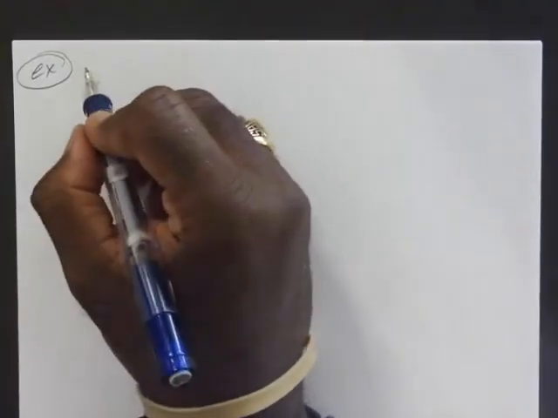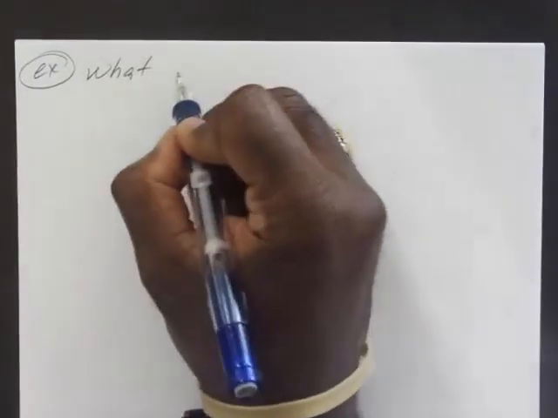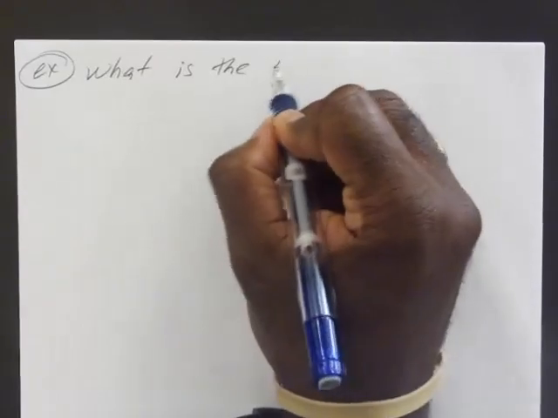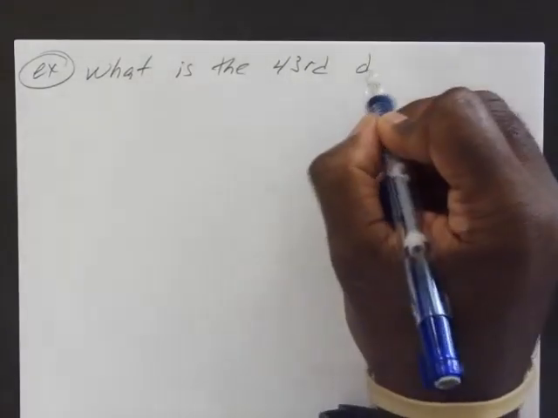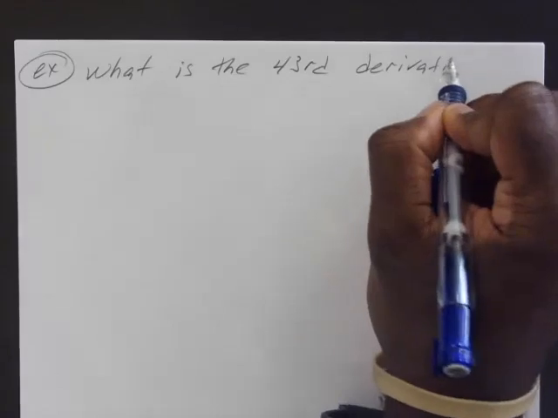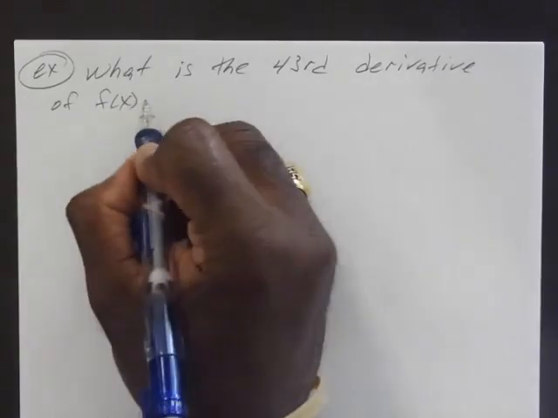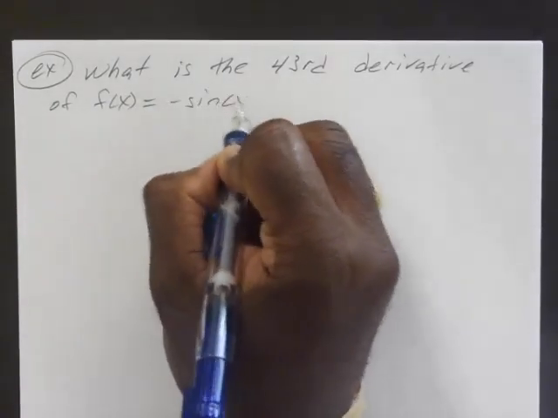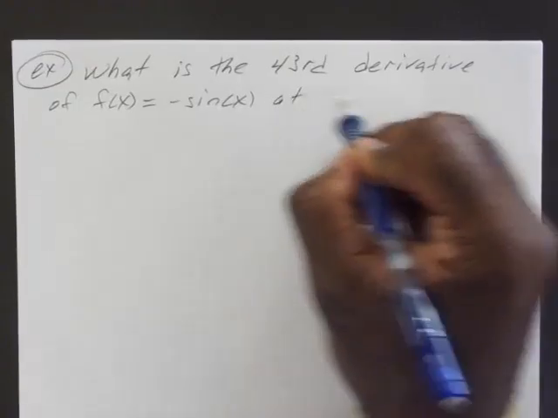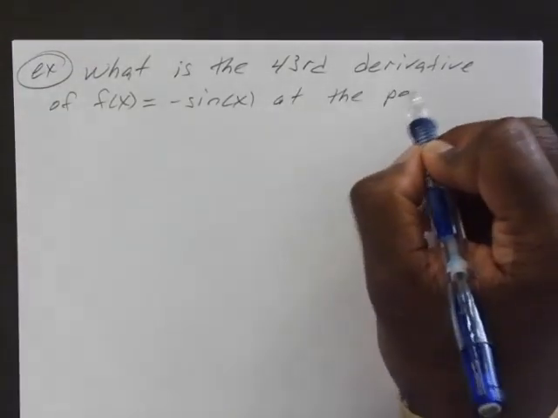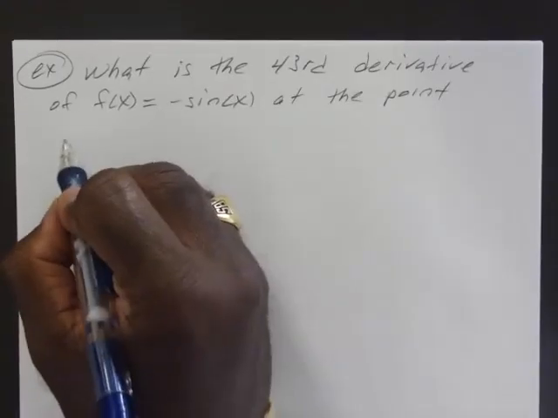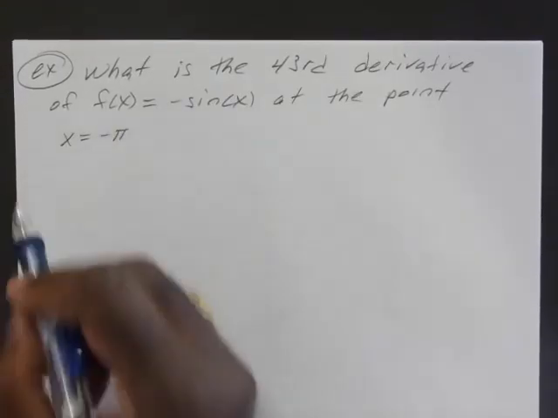So we'll do one more example, then we'll finish up 3.6 that we started yesterday. What is the 43rd derivative of f of x equal to negative sine of x at the point x equal to negative pi?